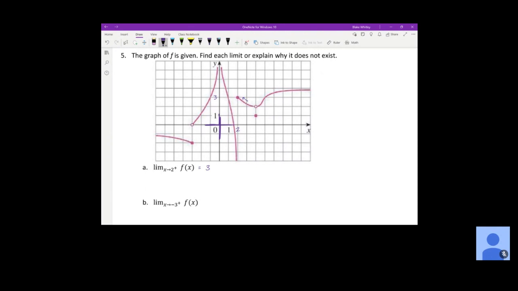Any questions about how we got that value? All right, so the next one, we're looking for the limit as x approaches negative 3 from the right. Good. So negative 3 would be right here. We're approaching from the right, which is going to be this piece of our graph. And in this case, we are approaching a value of 0 from the right-hand side.